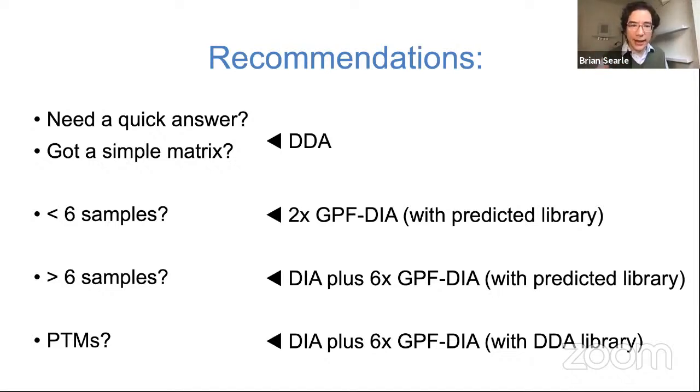If you've got a lot of samples, then I recommend building these gas phase fractionation libraries, these chromatogram libraries, again, using predicted libraries, and then using DIA, a single injection DIA, to analyze your quantitative samples. With PTMs, it's the same workflow, except there I would highly recommend using a DDA-based library because the prediction algorithms aren't very good right now for modified peptides.